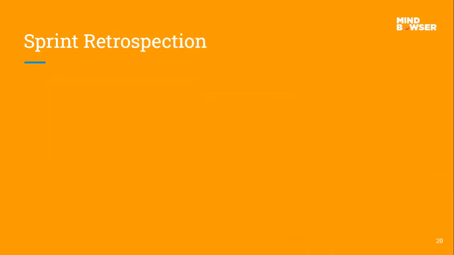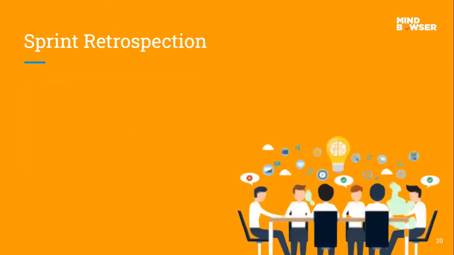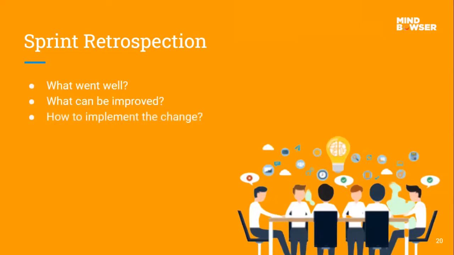After the sprint review is done, we go to a very important event called retrospection. It has a very standard format: you should check what went well in the sprint. Every team member sits together and brings their points. What went well in this sprint? What can be improved? And if any improvement is required, how can we implement that change? These are the standard retrospection questions we ask every team member.